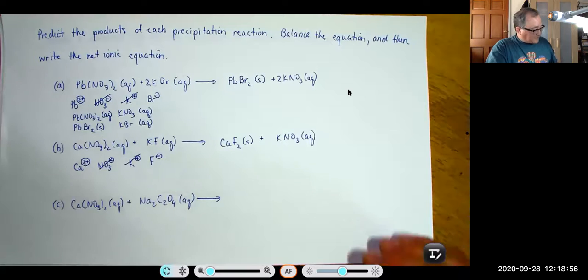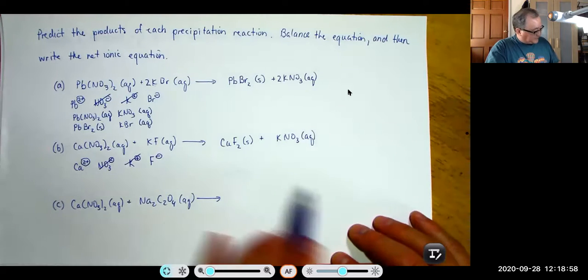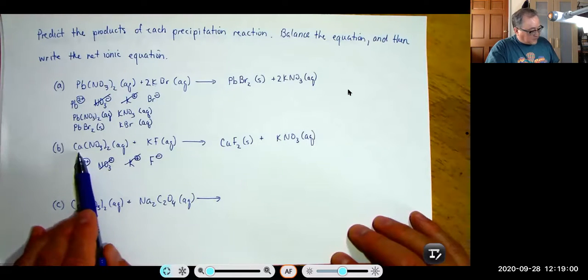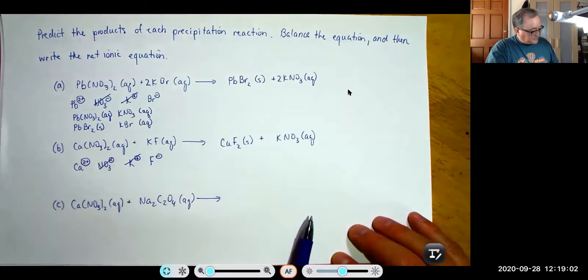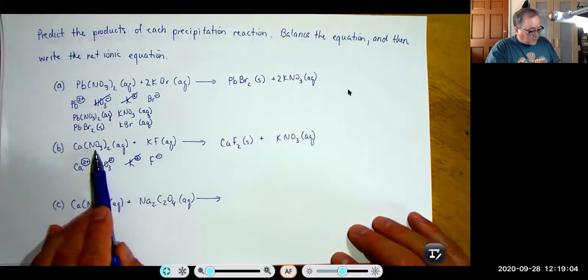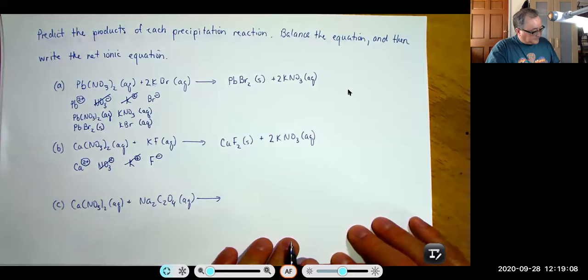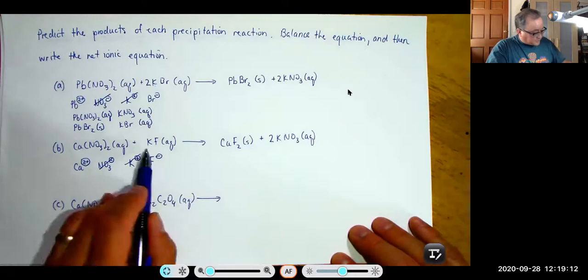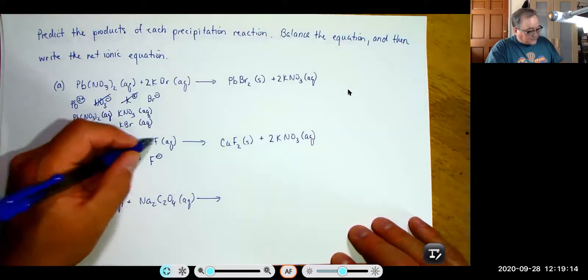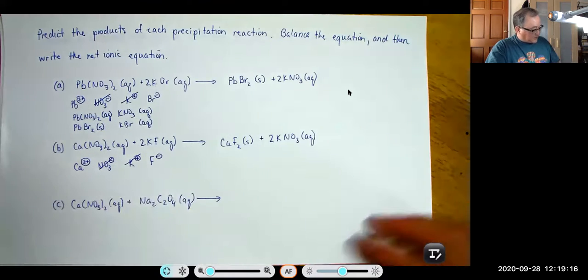Now, to balance this, what should I do here? It looks like I have one calcium, two nitrates, one nitrate, so I put a 2 there. Two potassiums here, one potassium, so I put a 2 here. Two fluorines, we're good to go.